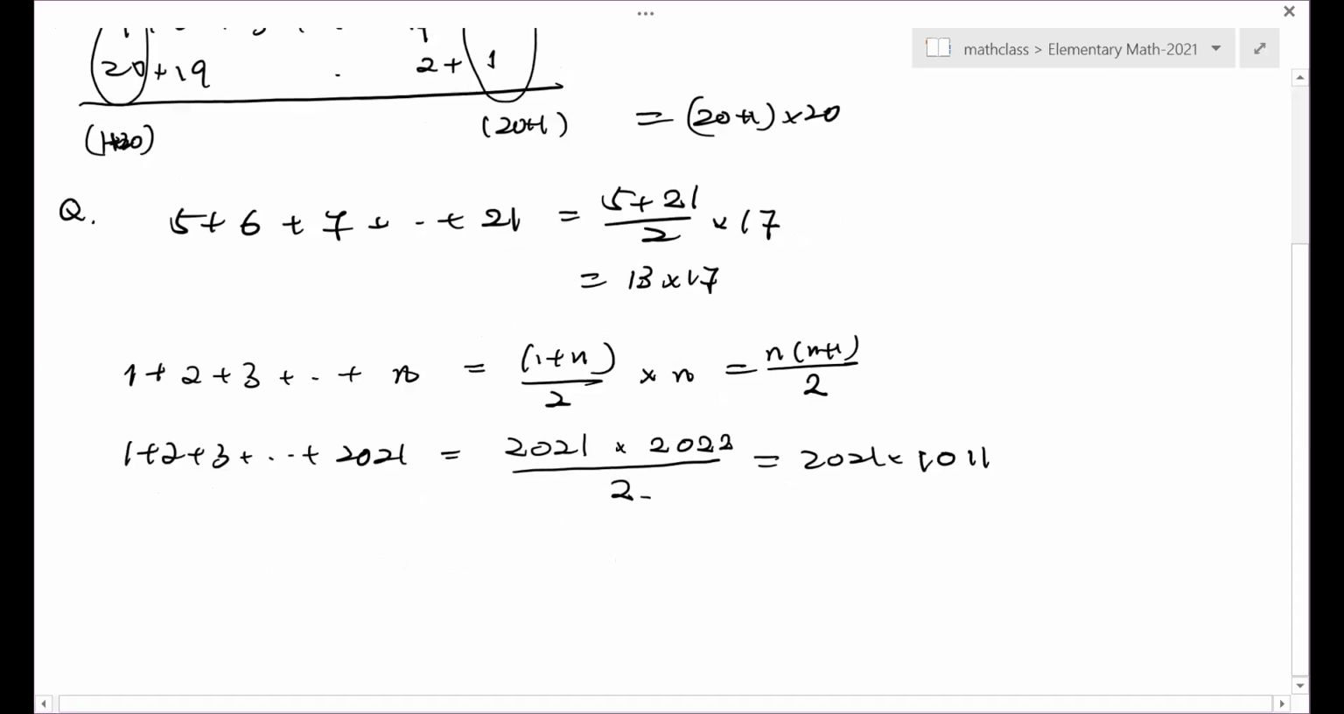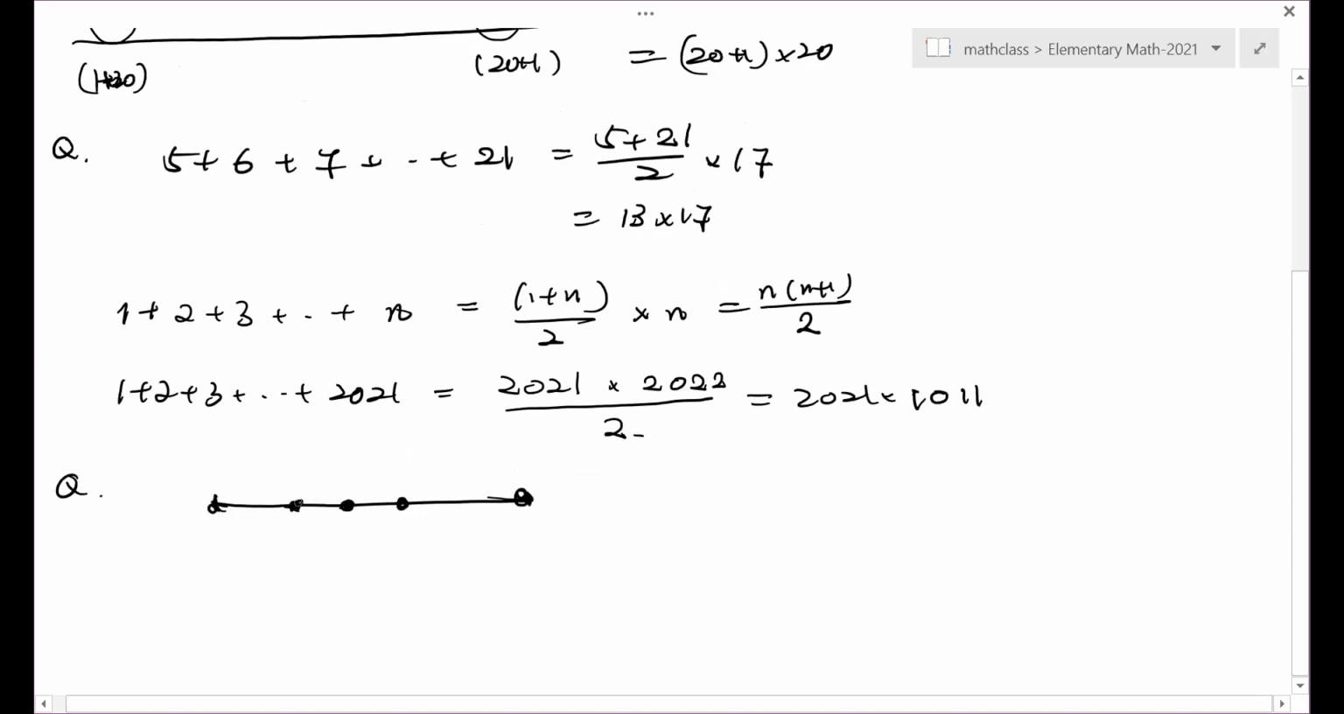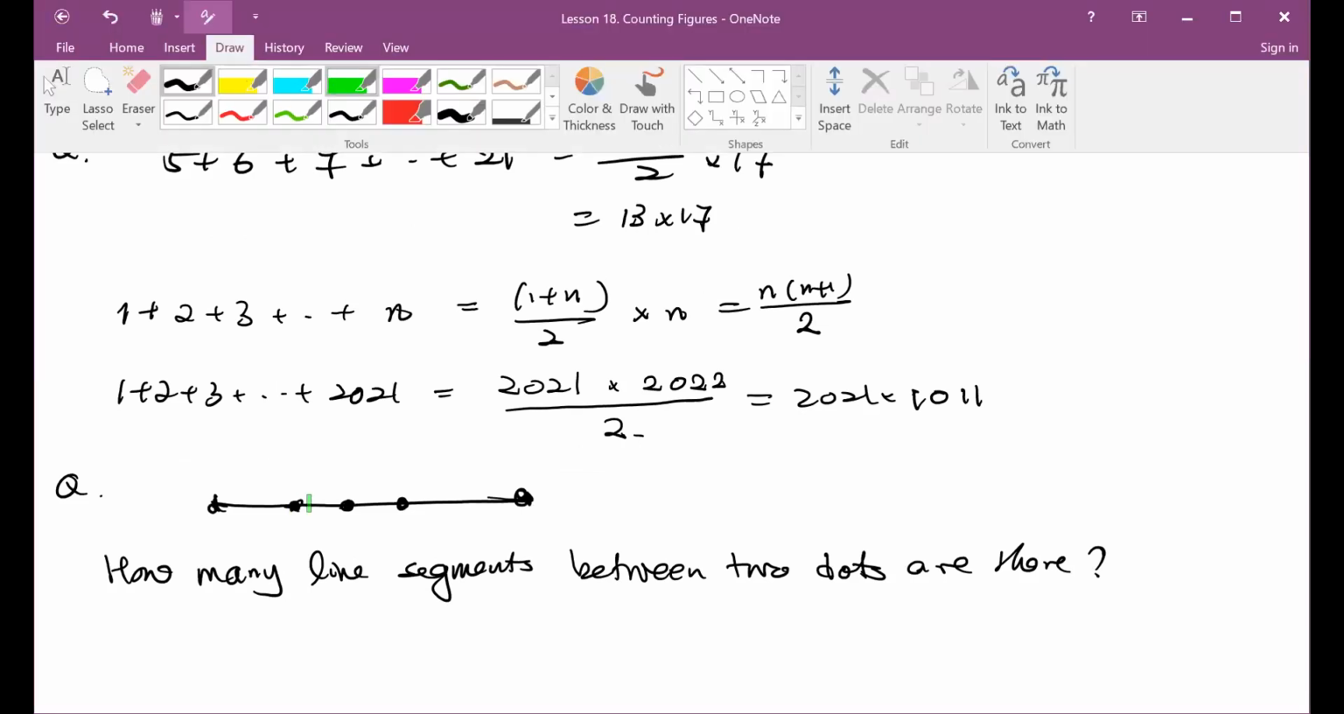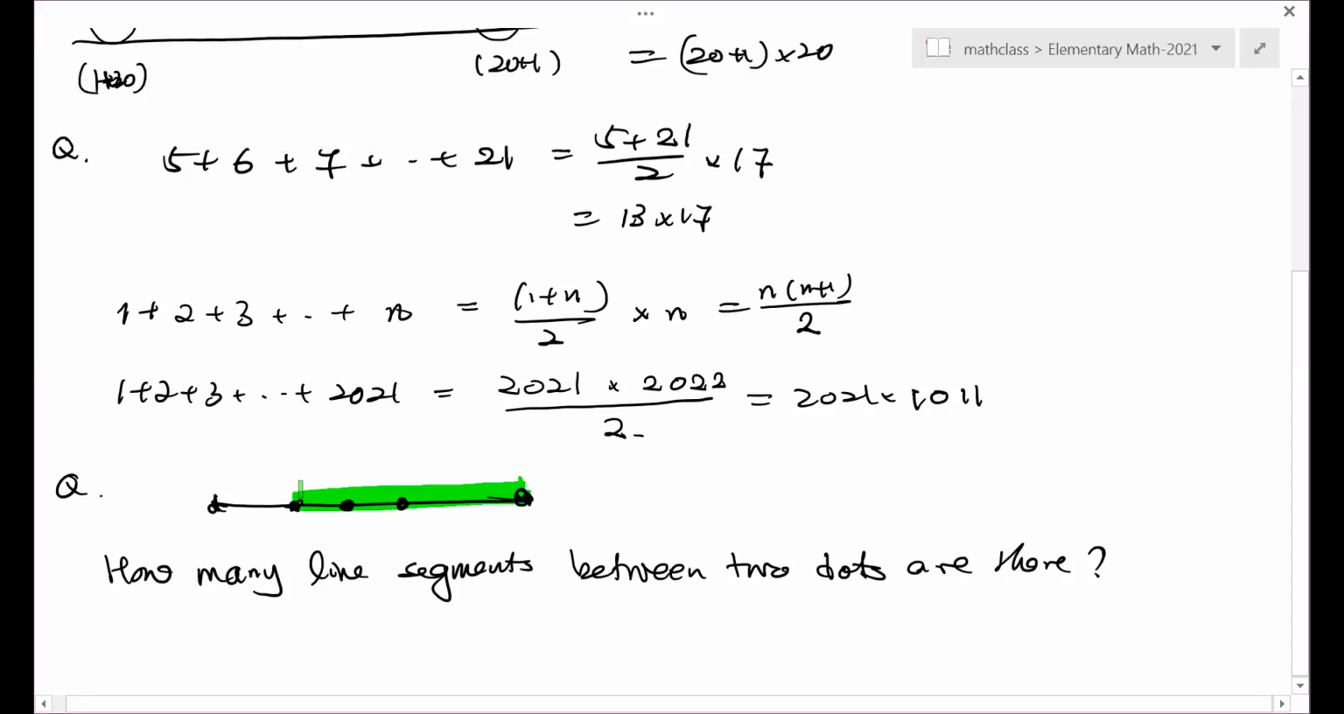All right, now let's do some math problems. We want to count. Here we have 1, 2, 3 points, and I put another point here. The question is, how many line segments between two dots are there? For example, a dot could be something like that, and that's one line segment. I'm just giving you an example between two dots.